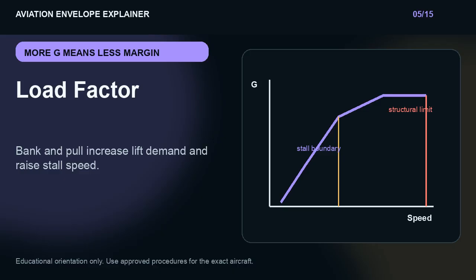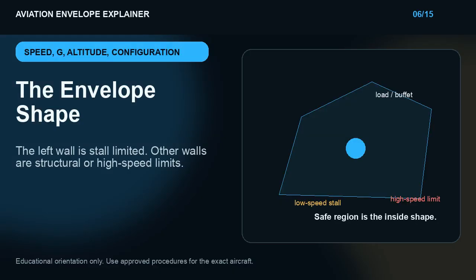It is a shape. At low speed, the left side of the envelope is stall limited. At high speed, the right side may be limited by structural speed limits, Mach effects, flutter margins, or control forces. At high load factor, the top of the envelope is structural or aerodynamic. At low or negative load factor, there are other limits. The airplane is not just asking, am I fast enough? It is asking, how much lift am I demanding in this configuration, at this speed, altitude, and angle of attack?